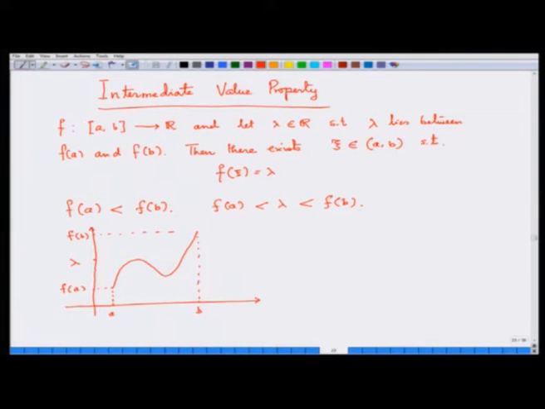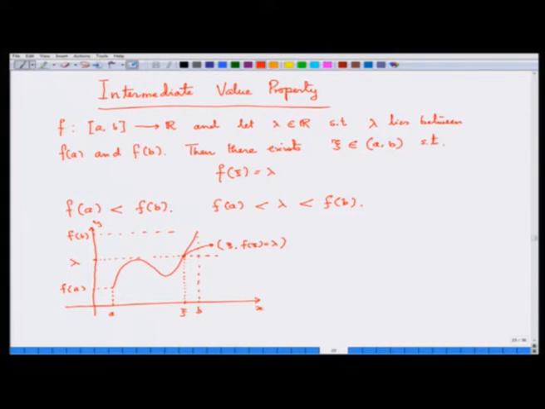How do I find from this graph that xi? Just draw a line parallel to the x axis through lambda and see where it cuts the graph of the function. It cuts it here, and then from there you drop a perpendicular, and it hits somewhere between a and b, and this is your xi, because f(xi) is lambda. The coordinate of this point is (xi, f(xi)), and f(xi) is equal to lambda. So that is the geometric interpretation of the intermediate value theorem, and that is going to happen every time.